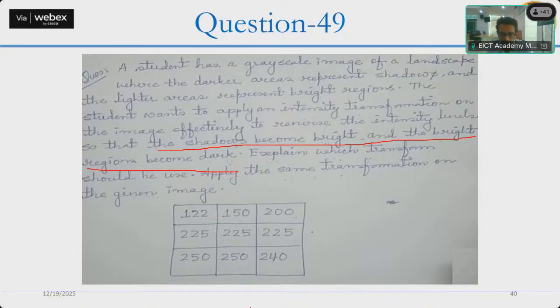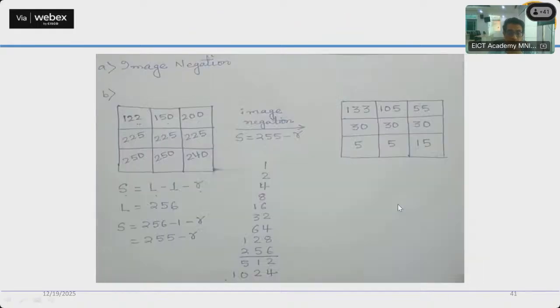Can you tell me the formula? See what can be the one here. So the formula, maybe it is s equal to L minus r. Yes, it is. See this one, image negation, it is there. So it is exactly what we are doing and we are able to do this. So that is the way the problems are given.